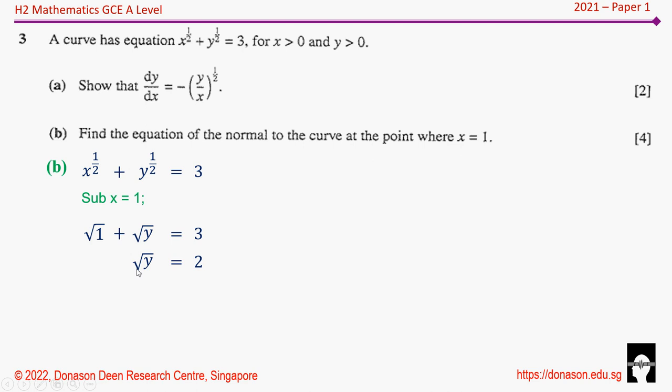But what we need is the value of y. So if there is a square root, if you bring it to the other side, it's going to become a square. So therefore, y would become 2 squared, which is 4. So when x is 1, y is 4.